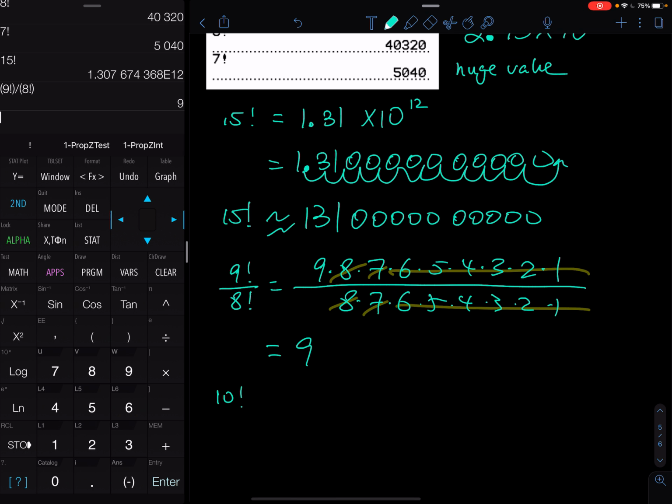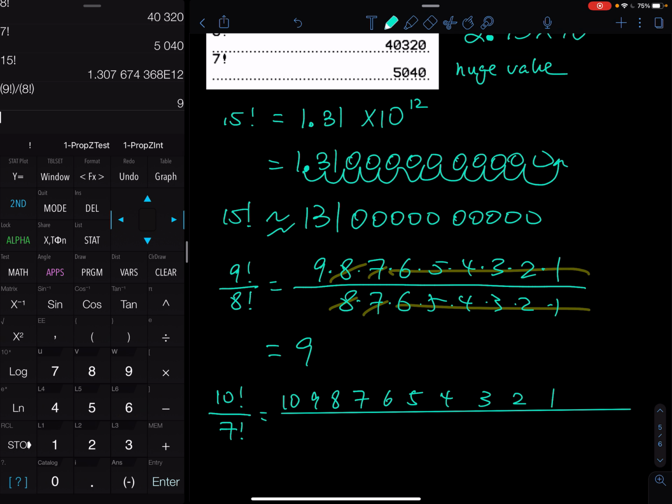So how about this? How about 10 factorial divided by 7 factorial? And then this one, if you open up the math, so you have 10, 9, 8, 7, 6, 5, 4, 3, 2, 1. No zero. Once you multiply the 0, the whole thing equals 0. And these are all multiplication. And then the 7, so that will be 7 all the way down to 1.